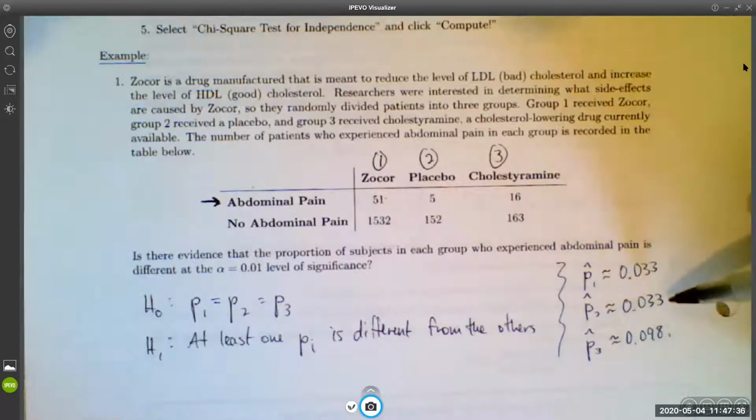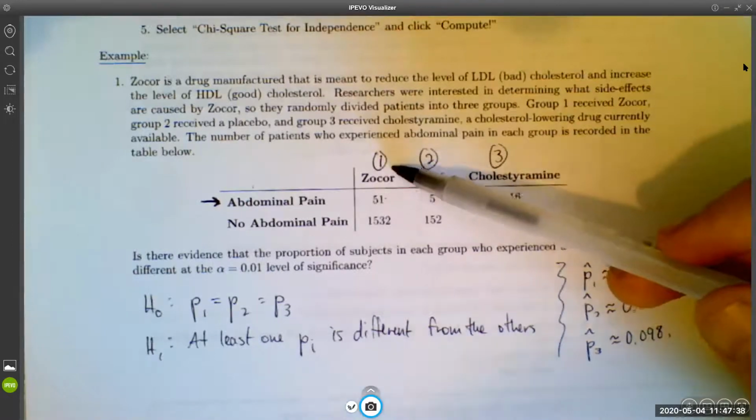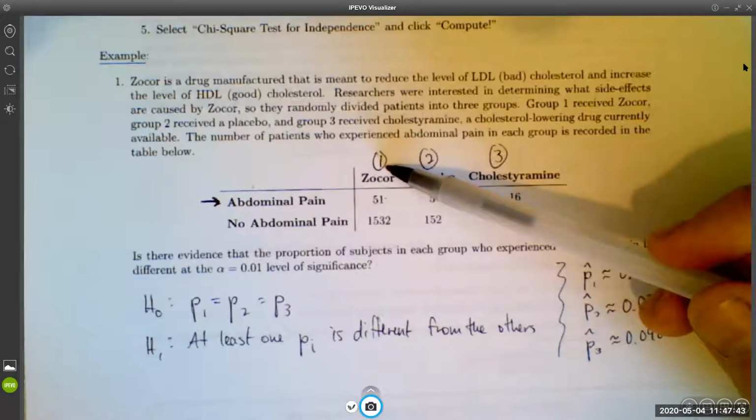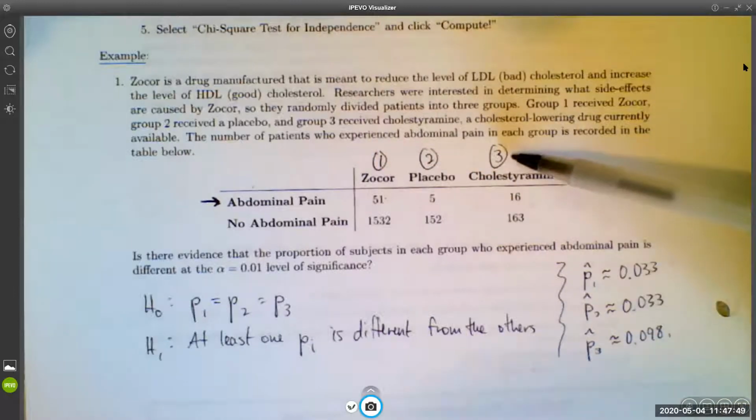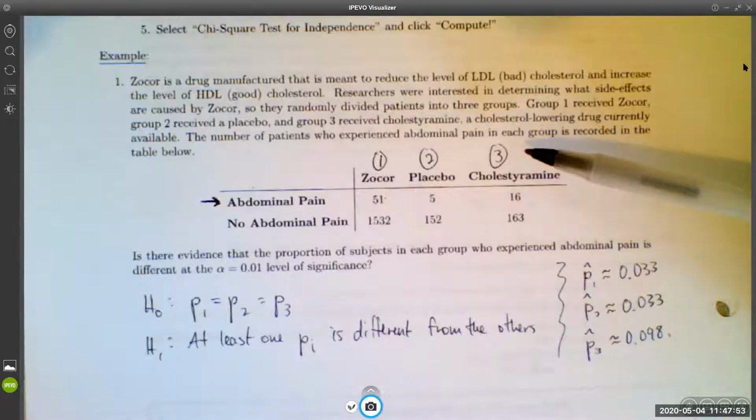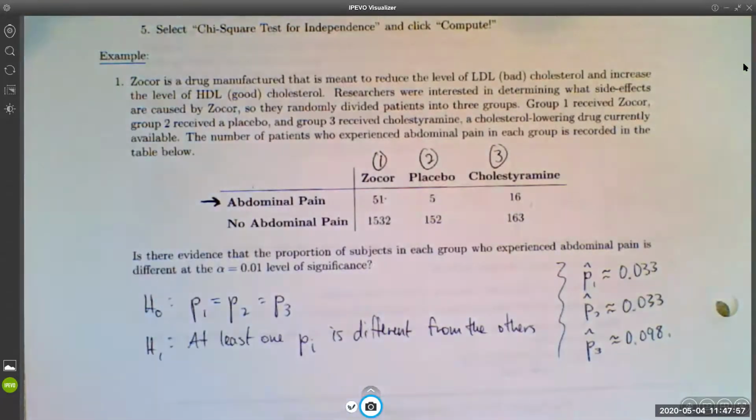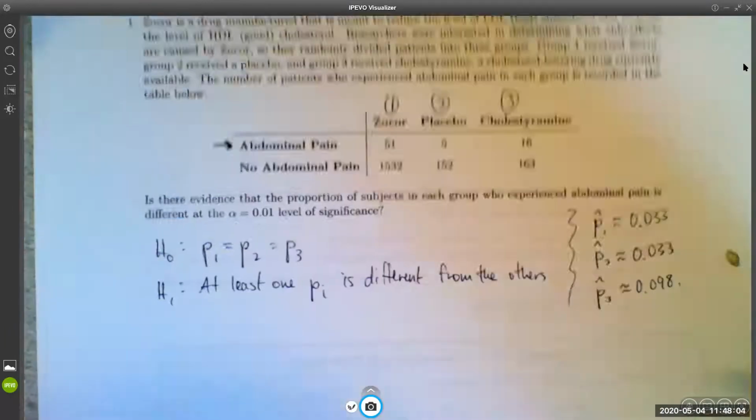If that is the case, that's good news for Zocor, isn't it? Because that means that Zocor has developed a cholesterol medication that does not have abdominal pain as a side effect, whereas cholesterol, which is the already existing medication, does have abdominal pain as a side effect. Okay, that's what we would be able to conclude if we end up rejecting the null hypothesis here. So let's see if we reject the null hypothesis.